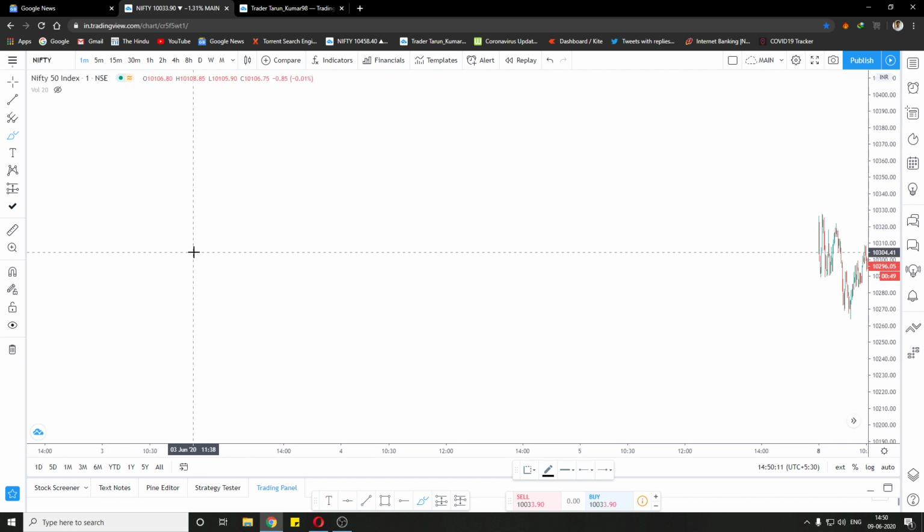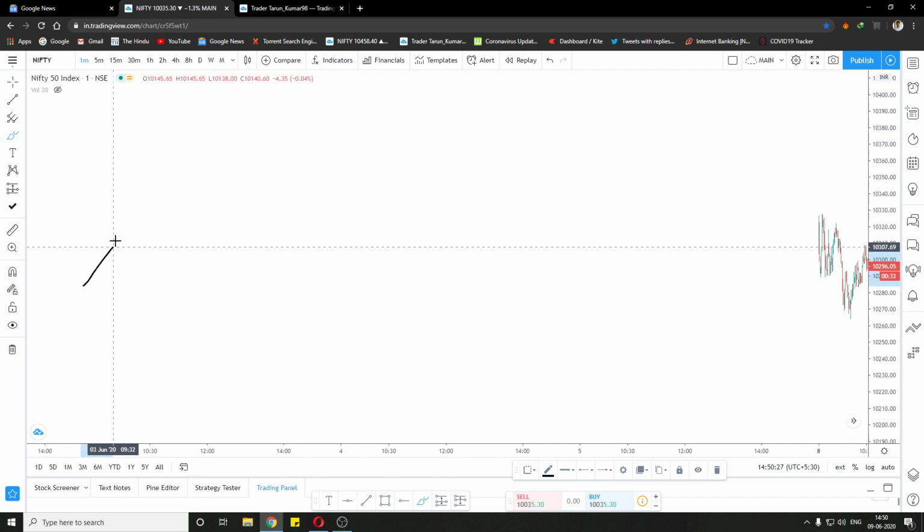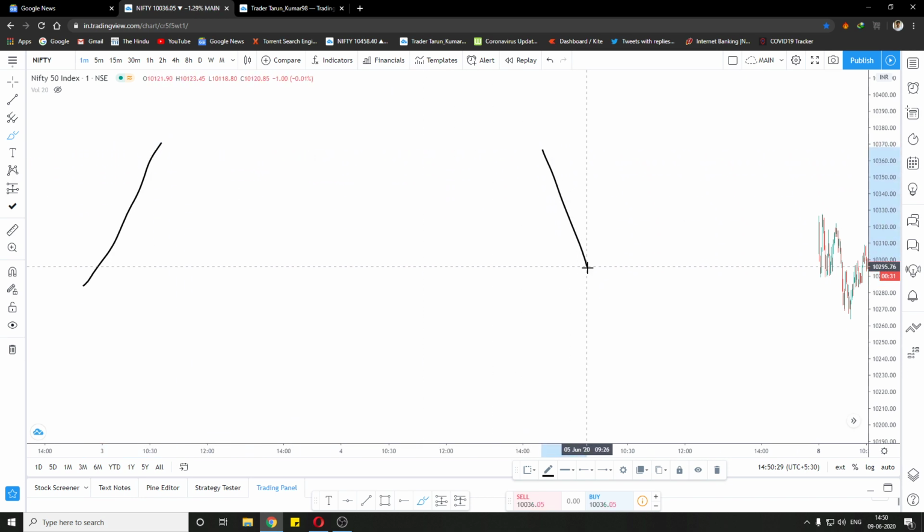But the thing is that all the patterns are using support and resistance. The patterns are made so that it is easy for the beginners to understand. But in the general sense, they are just trading support and resistance. So in the rectangle pattern, we have an uptrend or a downtrend.